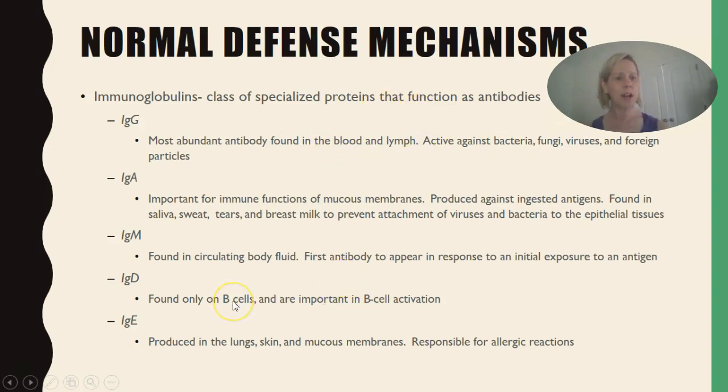IgDs are found only on B cells, those B lymphocytes that are important for antibody-mediated immunity or humoral immunity. And these are important in B cell activation. And then IgEs are produced in lung, skin, and mucous membranes and are responsible for allergic reactions. So they are kind of the ones that help to sensitize us to some of these allergens, and maybe we respond more forcefully than we should.